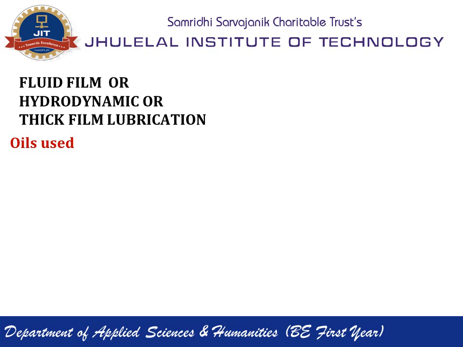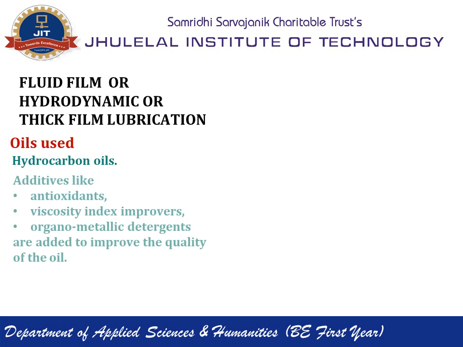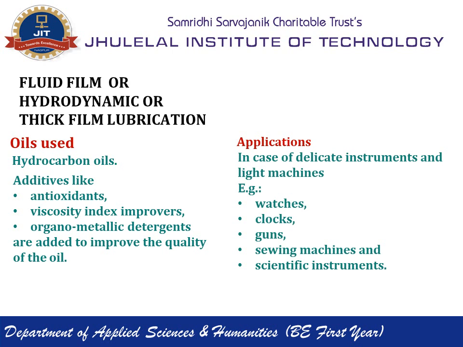In this type of lubrication, hydrocarbon oils are used. The viscosity of the hydrocarbon oil is independent of the season. Certain additives like antioxidants, viscosity index improvers, and organometallic detergents are also used to improve the quality of the oil. This type of lubrication is generally used for delicate instruments and light machines like watches, clocks, guns, sewing machines, and scientific instruments.